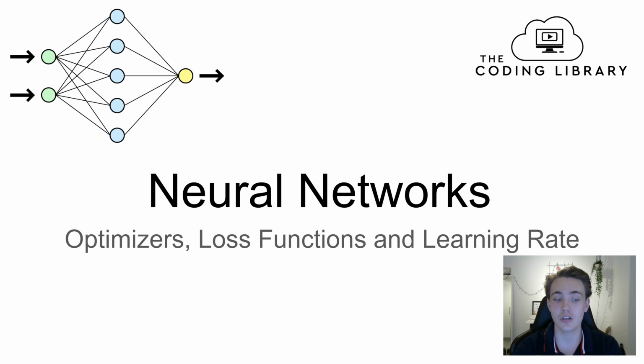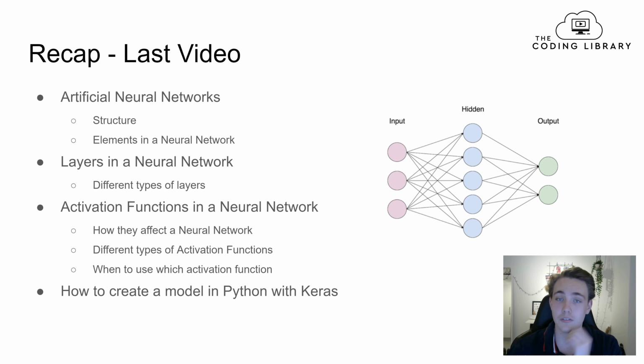In this video we're going to talk about optimizers and the loss functions in neural networks, and then what the learning rate is in optimizers, when we're using it, how that is done, and how it affects the training process of the neural network. So we'll first have a short recap of what we learned in the last video.